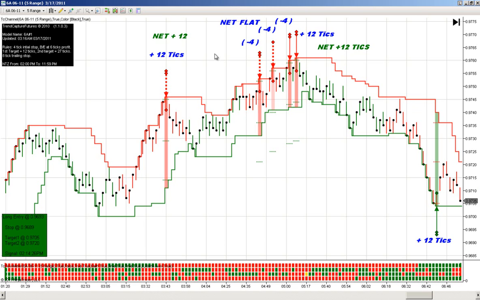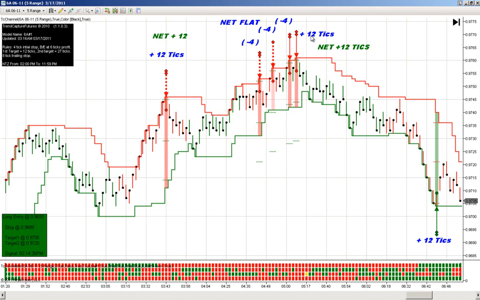So you can see here, this was the first trade. That netted 12 ticks. Then you had 3 stop outs in a row. But because our stops are so tight, it just made you flat. So 3 stop outs equaled one profitable trade, because there's a 3-to-1 return to risk on this, with the stop to the first profit target.